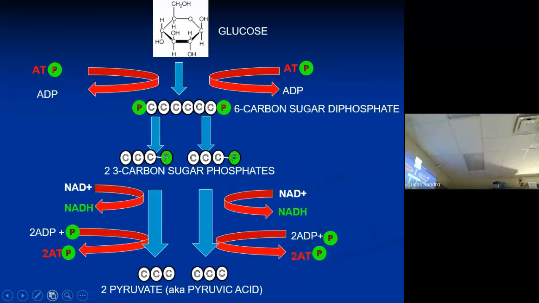Again, you are not seeing everything here. Obviously, we're just showing 2 3-carbon pieces here at the bottom, when in fact, there's 2 double bonded oxygens and OH and hydrogens. When I draw the real structural formula, we're just simplifying this to a carbon.